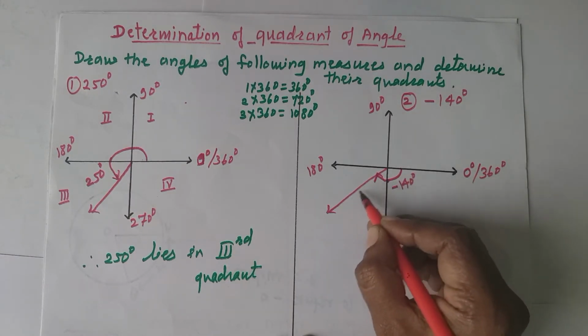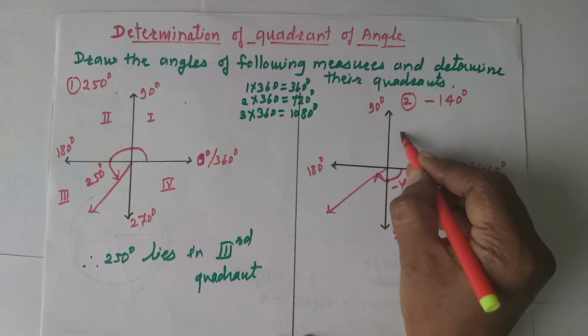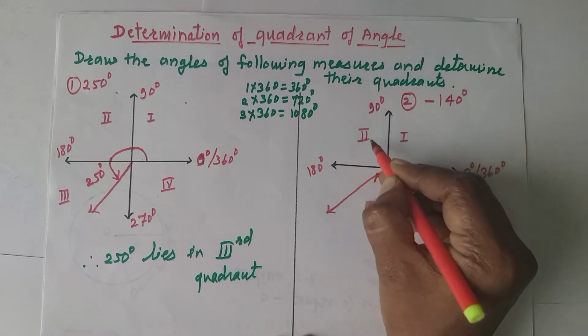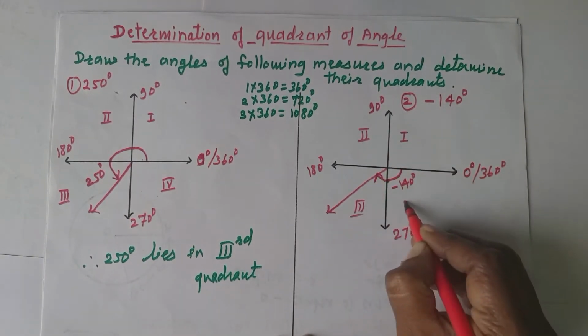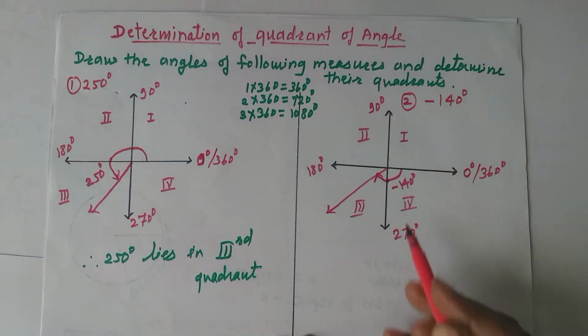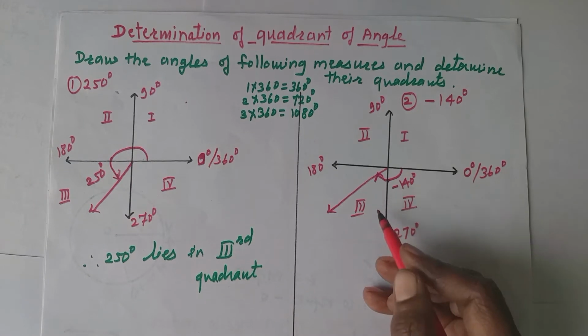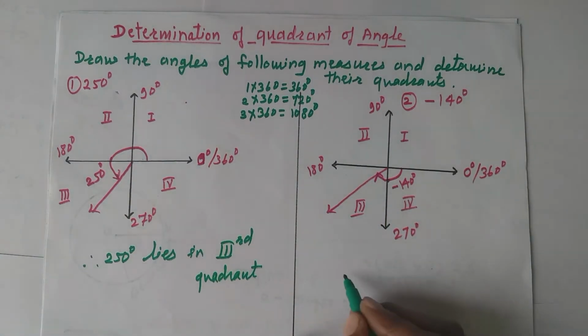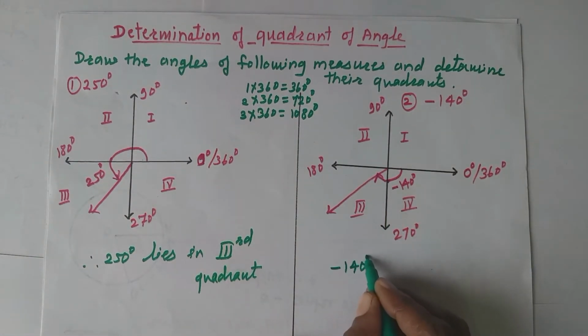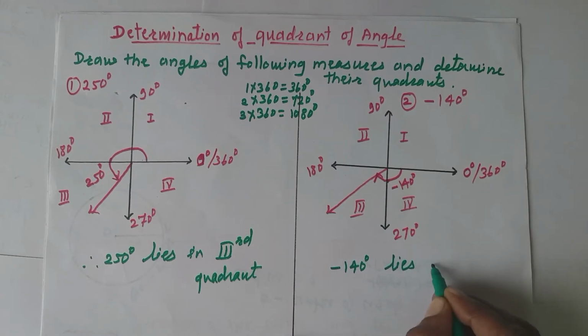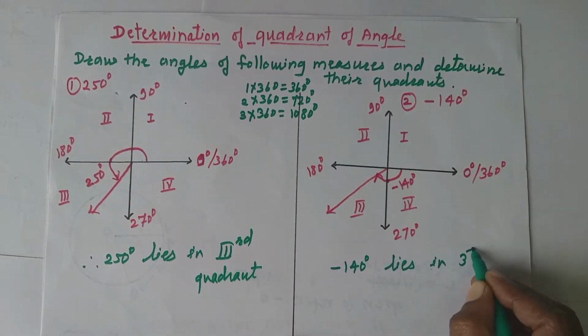And in which quadrant does this lie? See here, again this is the first quadrant, this is the second, this is the third, and this is the fourth. In which quadrant does this lie? This lies in the third quadrant. Therefore, you write down, minus 140 degrees lies in the third quadrant. Okay.